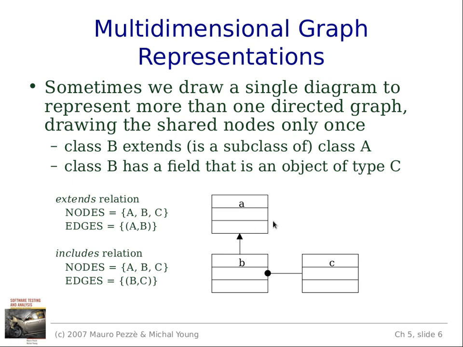Another way you could use this model is in object-oriented programming. You might have each node represent a class. And this is an example of a multidimensional graph because each node might have a sub-graph, so to speak, inside of it.